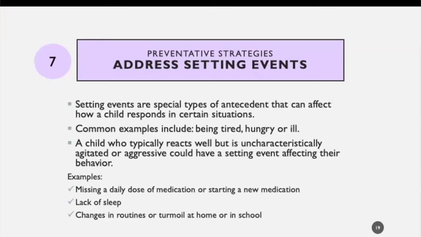And if they can't be avoided, it's really important to communicate with your child's teacher or whatever team that you work with so that perhaps demands might need to be adjusted, right? If your child doesn't sleep one night, make sure to tell the teacher so that she can lessen the demands throughout the school day, so as to avoid a possible meltdown or other problem behavior. Some examples include missing a daily dose of medication or starting a new medication, lack of sleep, or possible changes in routines or turmoil at home or at school.